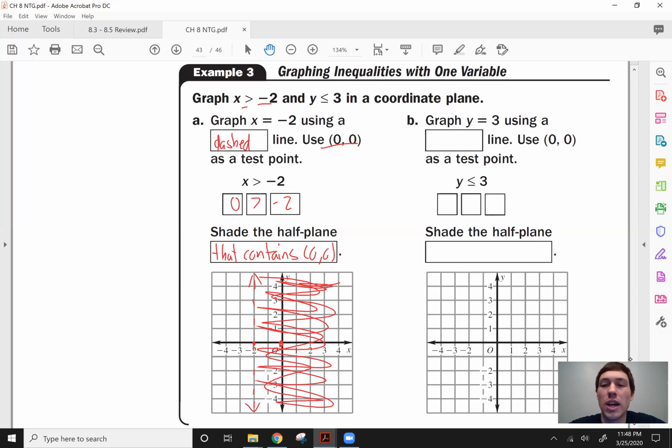All right, y equals 3. Now, where's the point y equals 3? Do I go up, down, left, or right? 3 to get to there. Well, it's positive, so it's either right or up, and it's y, so that means up. So I go up to 3 here. Okay, so I mark this point. And remember, because it's y is greater than or equal to, this is going to be a solid line.